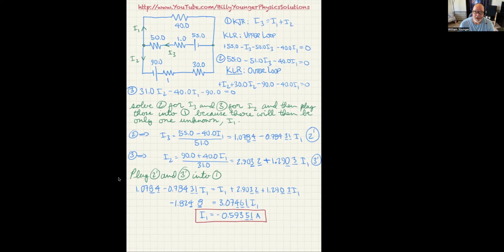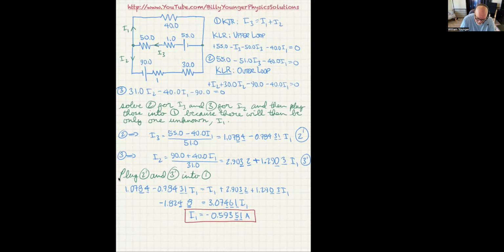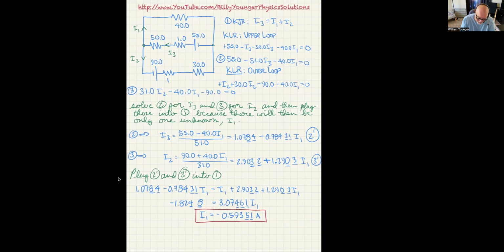I1 going to the right through the 40 ohm resistor, I3 going to the left through the 1 and 50 ohm resistor, and I3 going to the right through the 1 and 30 ohm resistor. All of those facts are how we got the equations. So now when we go back to plug I1 in, we have to use it as a negative number and include the negative. So going to the next part, we can now use, for instance, equation 2 prime.